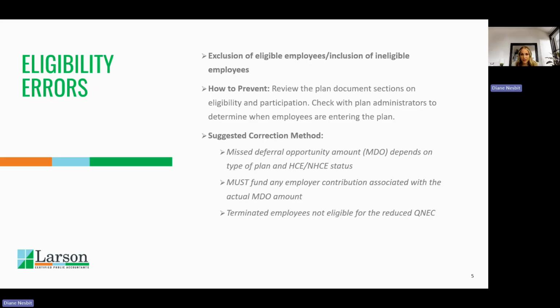A few suggested correction methods here. There's a missed deferral opportunity amount that depends on the type of plan and the HC, highly compensated and non-highly compensated, status of the participant. So just a reminder there, it does depend on the type of plan for that missed deferral opportunity correction. You must fund any employer contribution associated with the actual missed deferral opportunity. And also, terminated employees are not eligible for the reduced QNEC in this correction method.